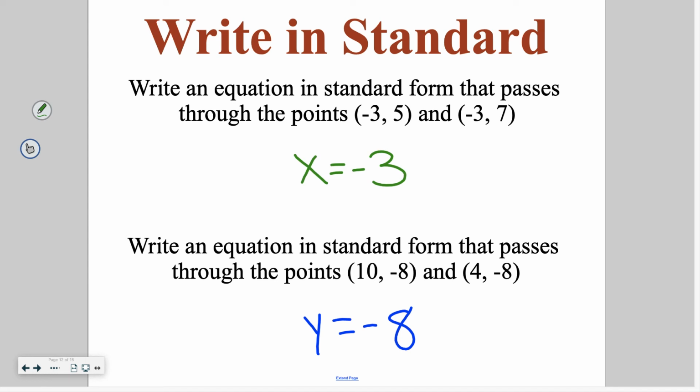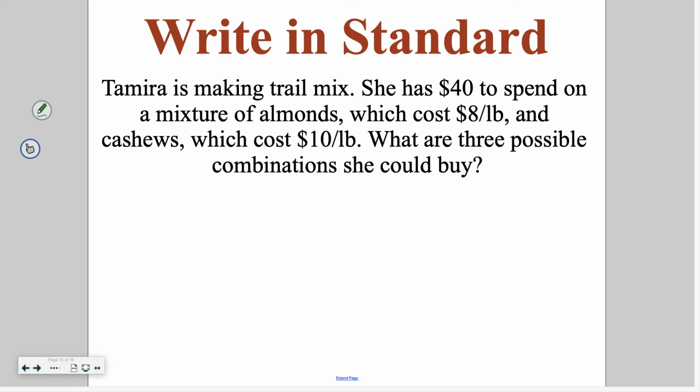In this case, it's the y values that match. So we've got y is equal to negative 8 as our equation. The last thing we're going to do is talk about a couple of word problems involving standard form.